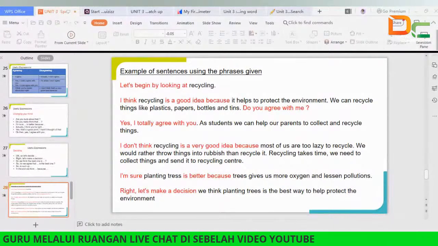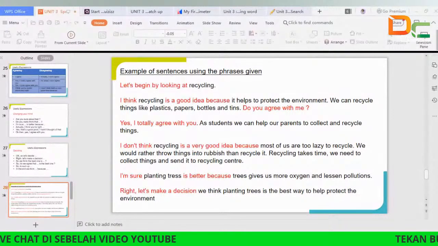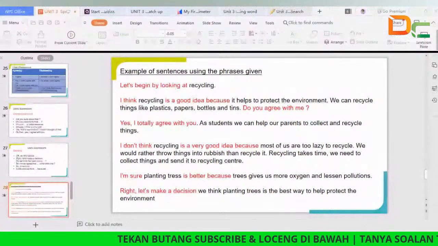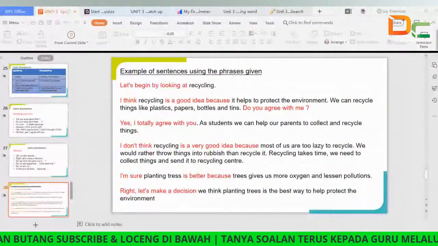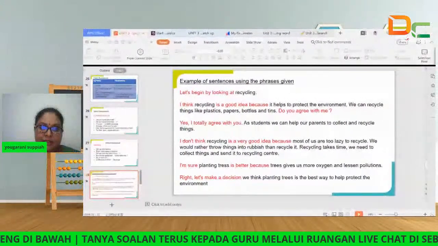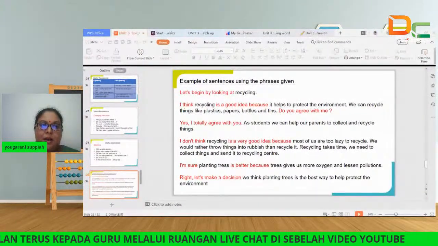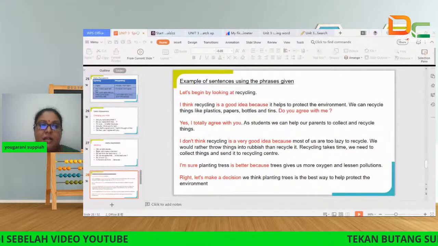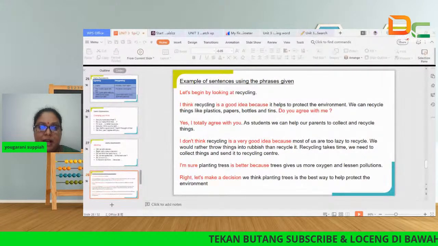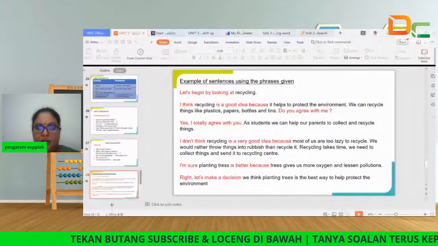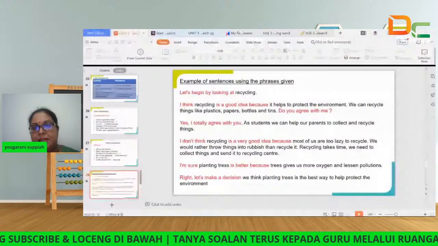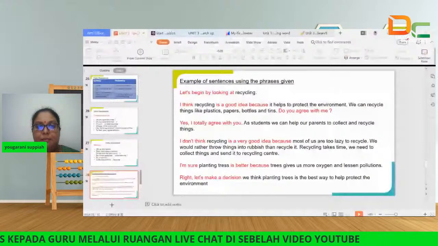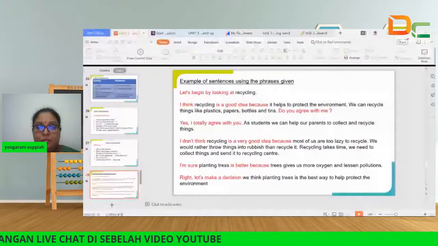Okay. Example of sentences using the phrases given. Let's begin by looking at recycling. I think recycling is a good idea because it helps to protect the environment. We can recycle things like plastic, papers, bottles, and tins.